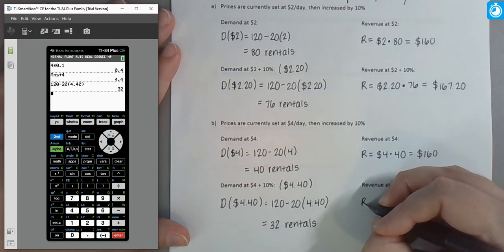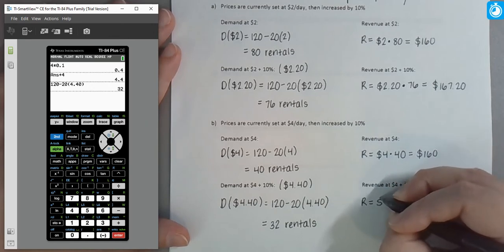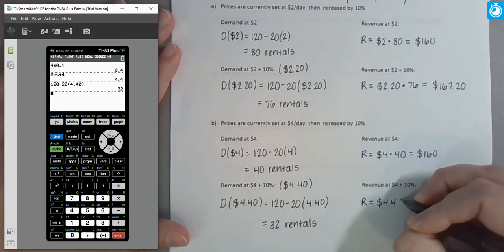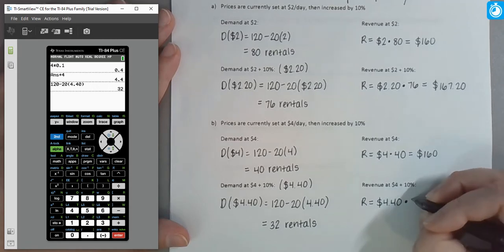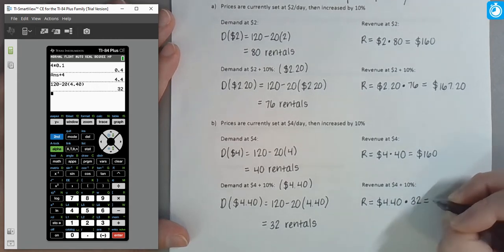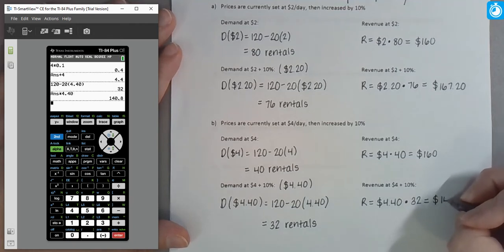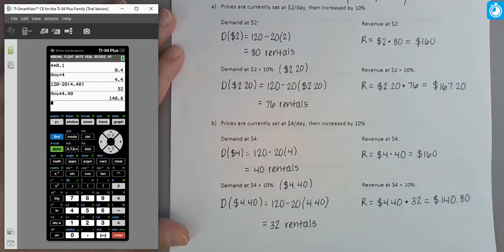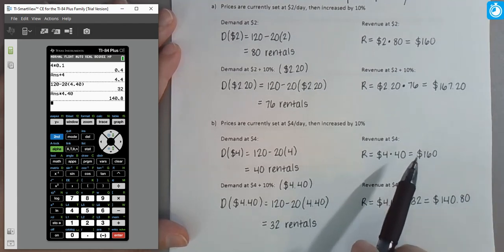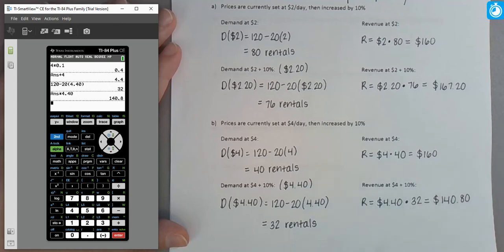So let's see what the revenue is going to be in this case. So we're charging $4.40, and based on that price, we expect 32 rentals. So what should we expect in revenue? So 32 rentals times the $4.40 that we're charging, and we expect a revenue of $140.80. So notice in this case, our revenue dropped. We dropped by approximately $20.